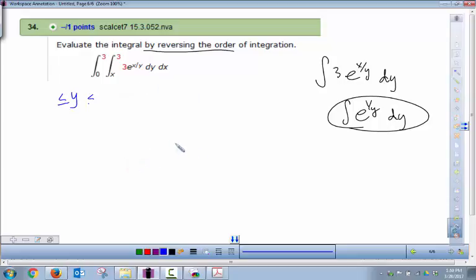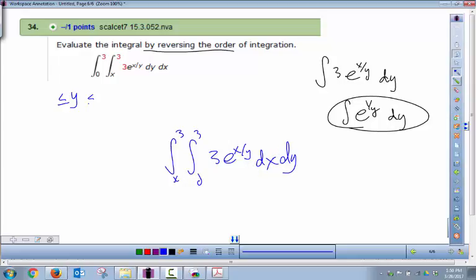Well, let's see. Let's switch the integrals. 3e to the x over y dx dy. What's the problem? Outer limits are not constants. Okay? So we can't just switch the dy dx and switch the order of integration. You have to, yeah, resolve it.